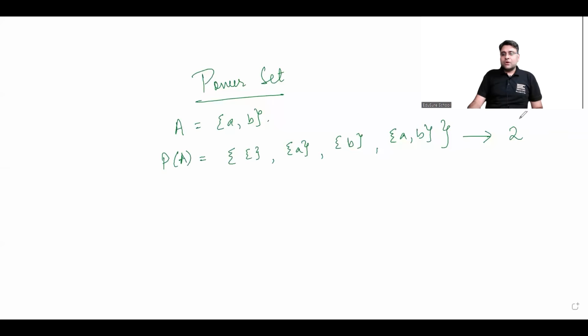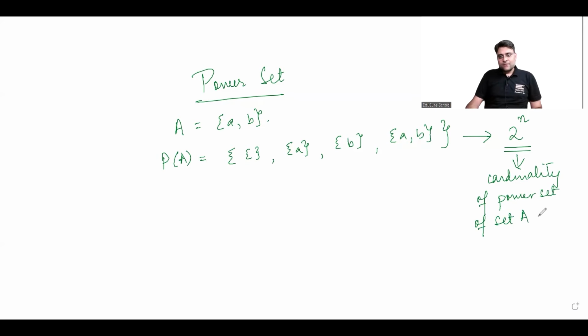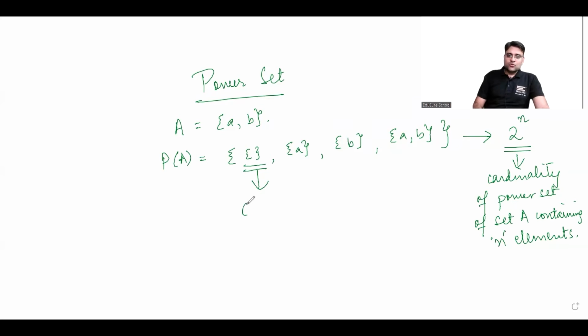So the set of all subsets of A will contain 2 to the power of the number of elements that are contained in A. Okay, so 2 to the power n will be the cardinality of the power set of a set A containing n elements. Okay, so a set containing n elements will have a power set which will contain 2 to the power of n elements.